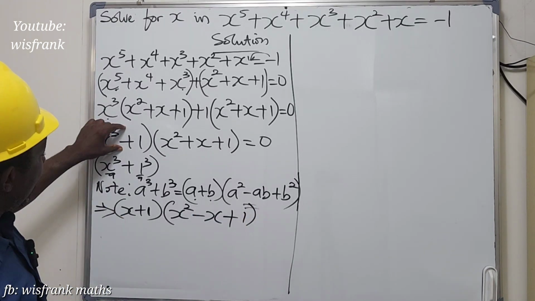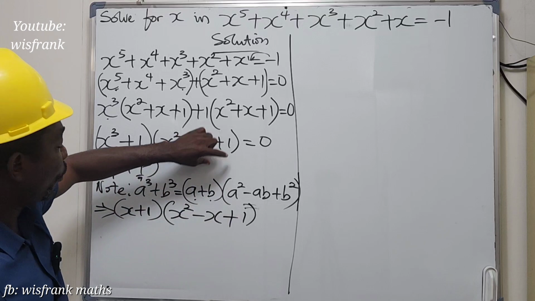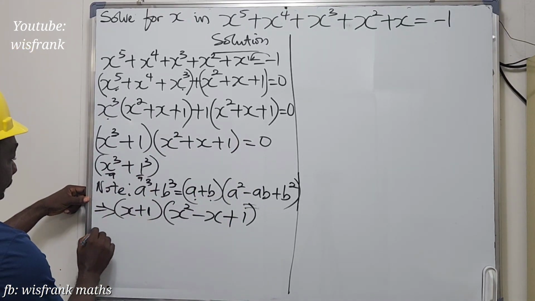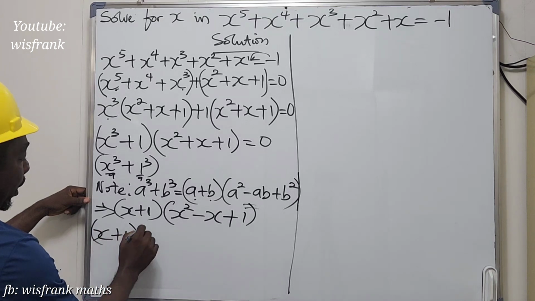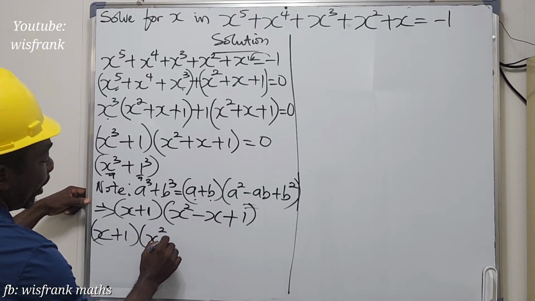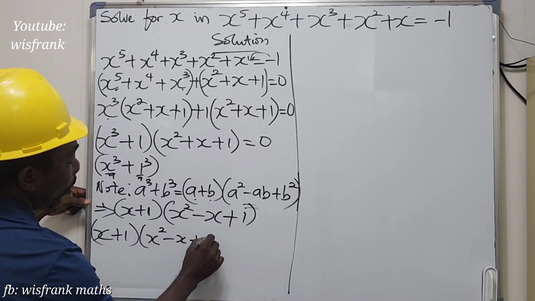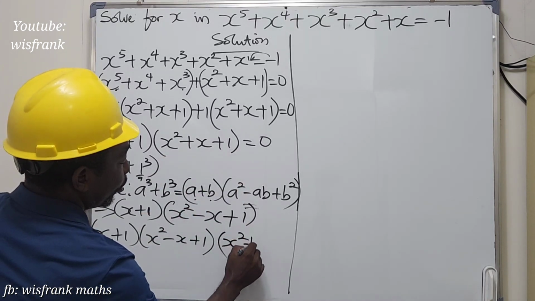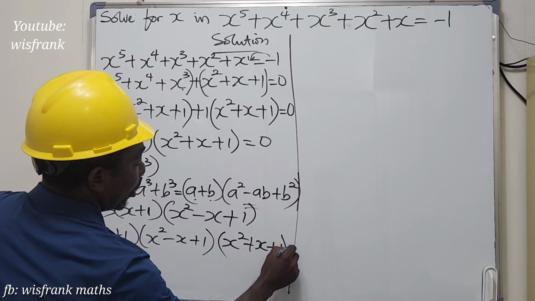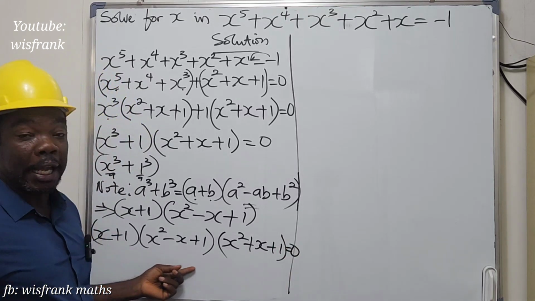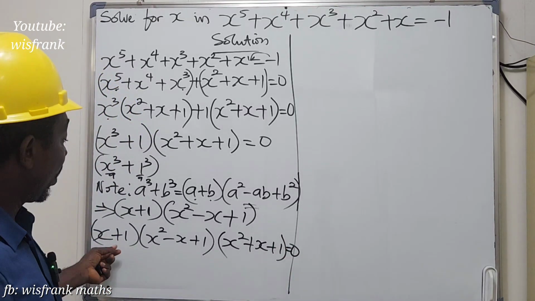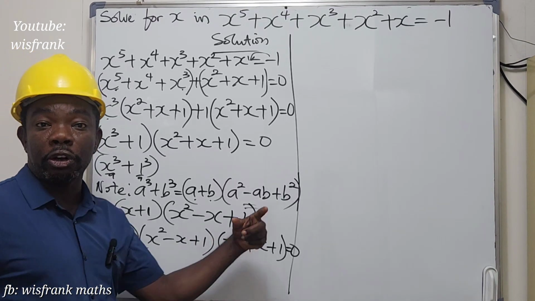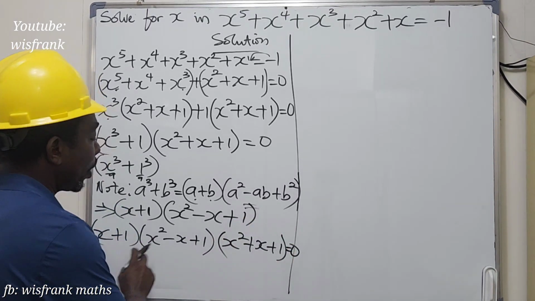So now here is the solution of this. We are going to bring in this. So our whole equation will become x plus 1 into x to the power of 2 minus x plus 1, then into, we bring in this, x to the power of 2 plus x plus 1, all equals to 0. So this is our new equation now. So we have three parentheses. It is either the first one equals to 0, or the second one equals to 0, or the third one equals to 0. So we take one after the other.